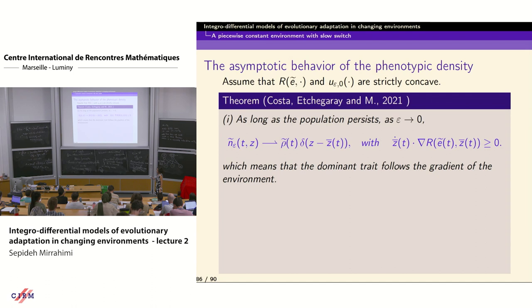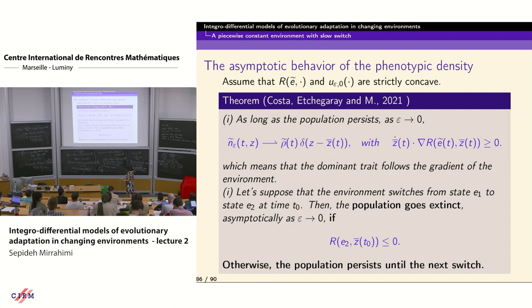But now let's suppose that we have a switch at a particular time, T0, and we are switching from the state E1 to E2. Then the population will go extinct if R of E2 and Z bar is less than zero. This is an easy criterion because we already know that the population is a Dirac mass, so the condition becomes very easy. If the population is concentrated around the point where its growth rate is negative in the new environment, then it is very maladapted and we will have extinction.